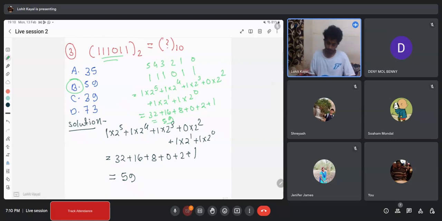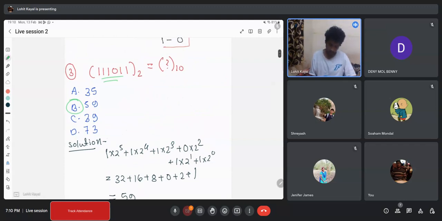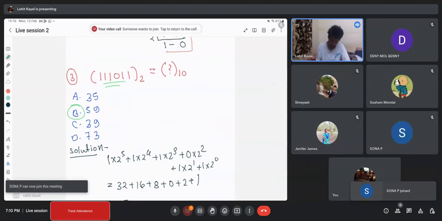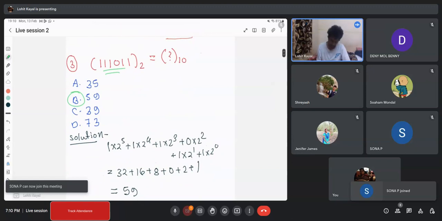Now when we are practicing, let's do the opposite exercise. From 59, let's go back to this number. So those who have joined later, it will help them also. So here we are starting from 59.